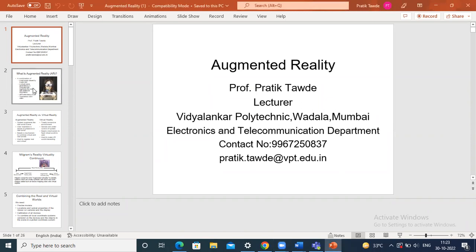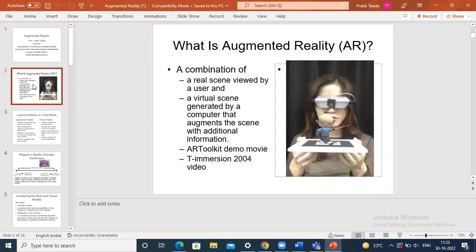So let's start with the session now. The topic which I am going to discuss today is augmented reality and virtual reality. So let's understand what is augmented reality. Basically it is a combination of a real scene viewed by a user and a virtual scene generated by a computer that augments the scene with additional information. So basically it's a combination, all right? It is a very important technology.